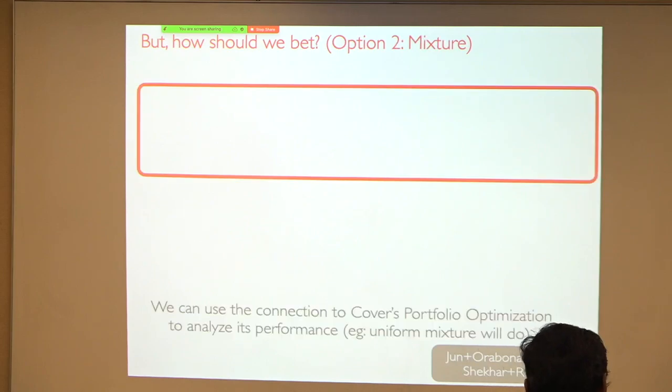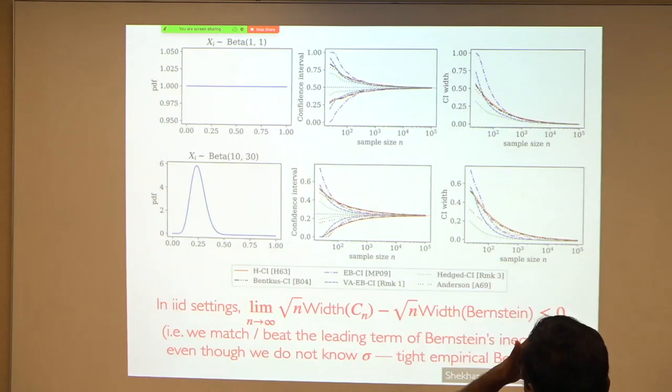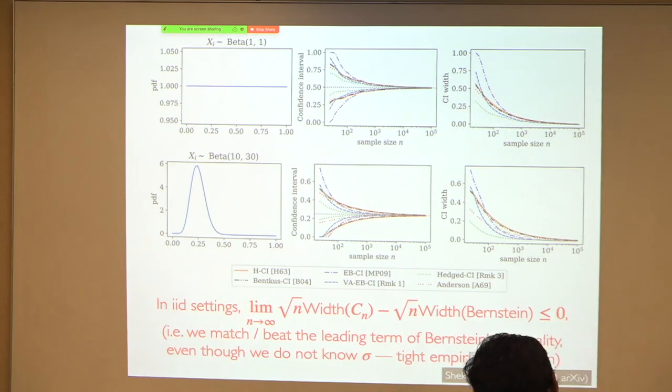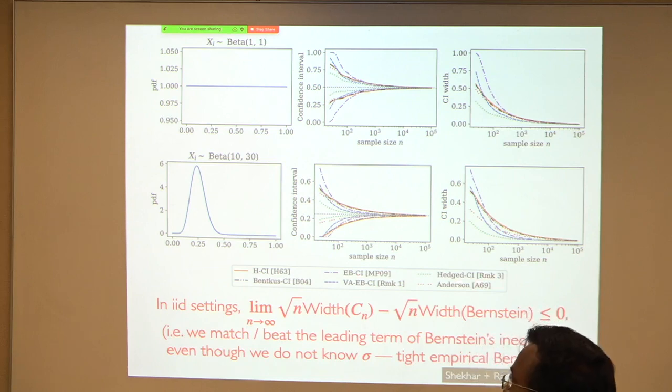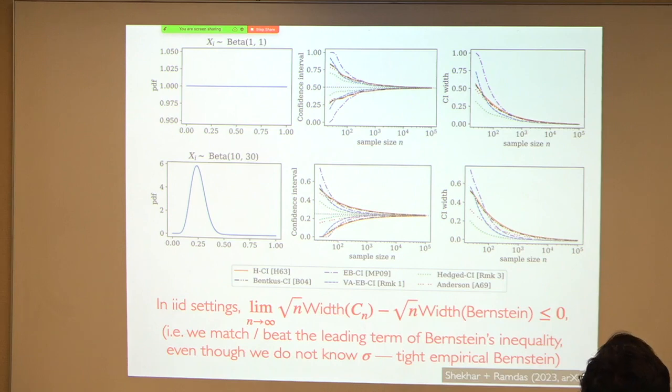Okay. Here's just a couple more things to compare with. I said there's a Bentkus confidence interval, there's an Anderson confidence interval. So we have some more comparisons, but over here you can see the betting one, the green dotted line, is visually just much tighter in width than all of these other analytic methods that people have developed in practice, and this is just for another example. So across examples, Beta(1,1), Beta(10,30), it's just much tighter.